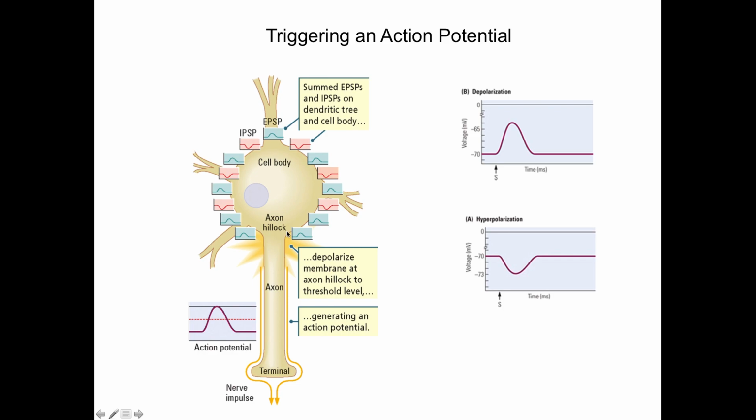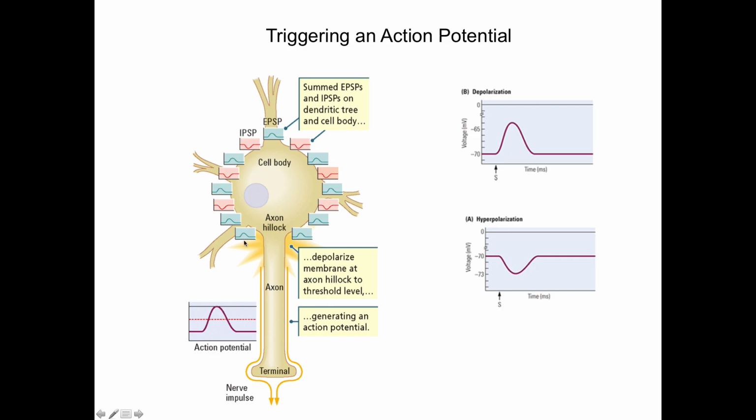Graded potentials happen mainly on the side of the cell body, and the action potential only happens in the axon. So to produce an action potential, the summated graded potentials, which consist of IPSPs and EPSPs, are on the cell body and they must depolarize the membrane at the axon hillock to its threshold, so to negative 50 millivolts. If this threshold is met, the action potential will be generated.